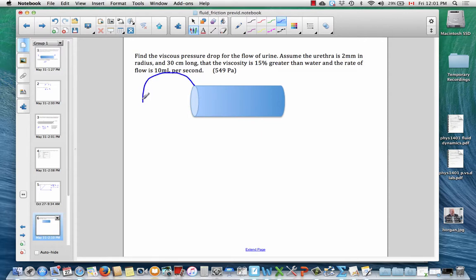Okay, so this is the bladder, and it squeezes, pushes on the urine, and then the urine flows out. Now, because of viscosity, as it flows through the ureter, or the urethra, there's going to be a drop in pressure. And if that flow, again, is laminar, the drop in pressure will be given by Poiseuille's law.